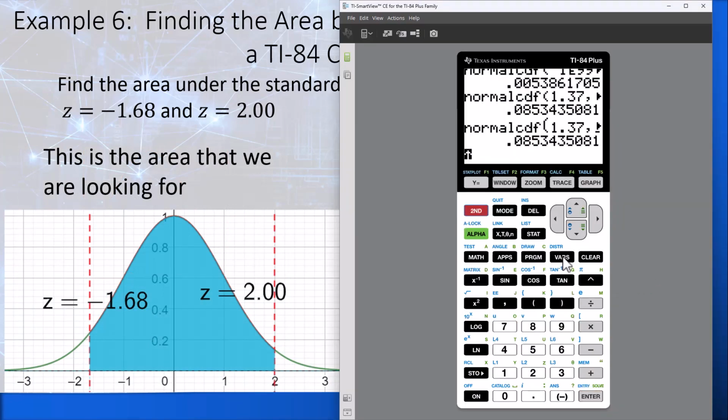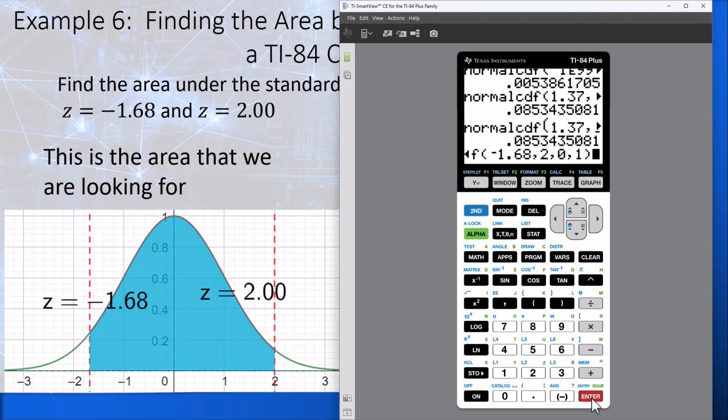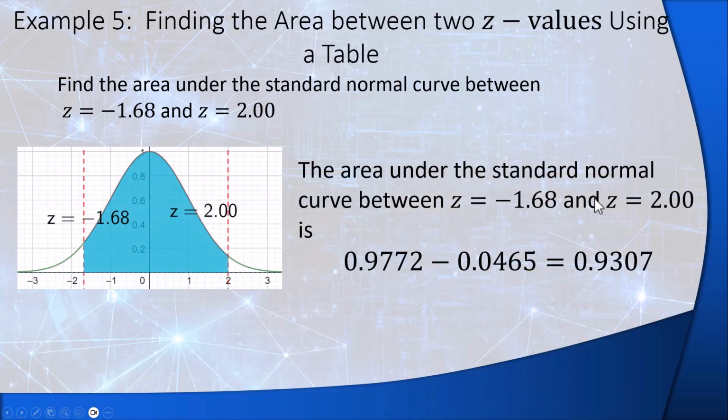Second, vars, normal CDF. What is our lower limit? Negative 1.68. Enter. What's our upper limit? 2. Mean is 0, variance is 1, paste. There you go. And we have 0.9307. Next decimal place is also 7, so that will round to 0.9308, which is exactly what we got here and not what we had before.